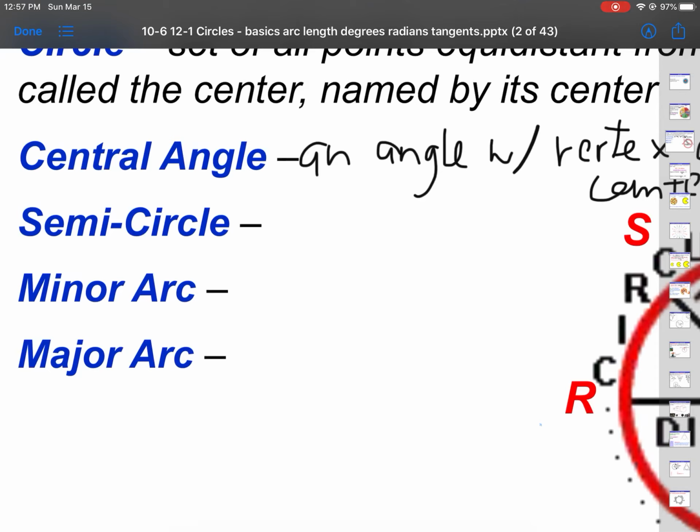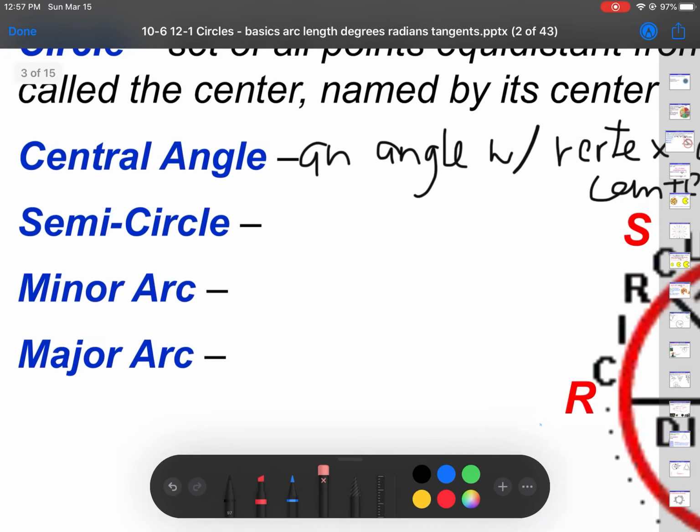Then we have the minor arc. Again, I might be rushing through a little bit of this because I want to have it less than 15 minutes because I think that's the most amount of time I can record.